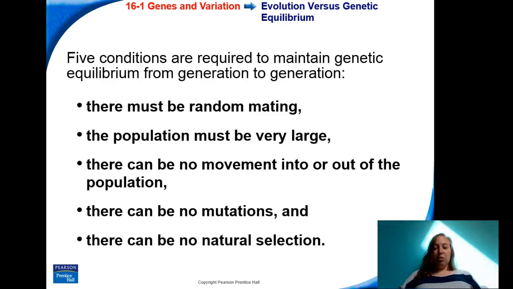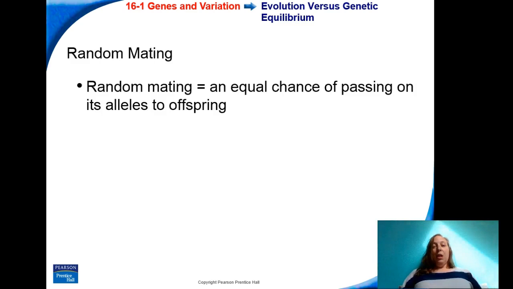There can be no mutations. Well, we have control most of the time of stimulation for mutations, but random mutations do occur, so is that something that we'd be able to maintain for equilibrium to exist? The answer is no. No natural selection? Well, that again means that there'd be no adaptations to be able to survive within an environment. So really we look at these 5 conditions. Is it possible to be in genetic equilibrium? The answer is not really.